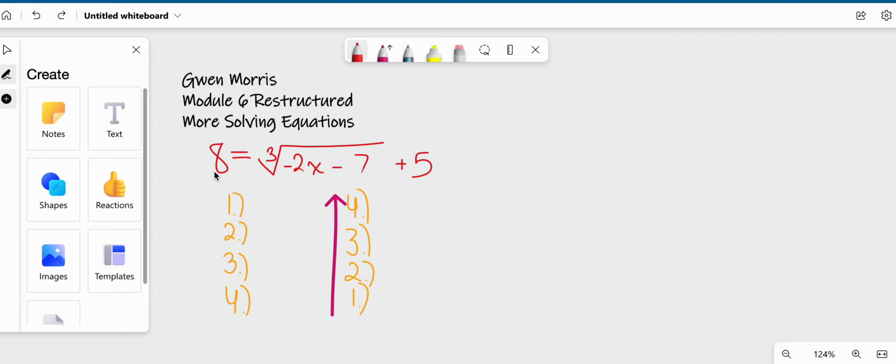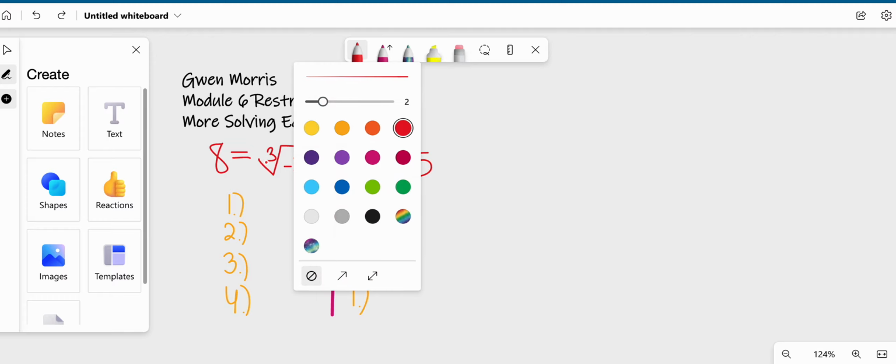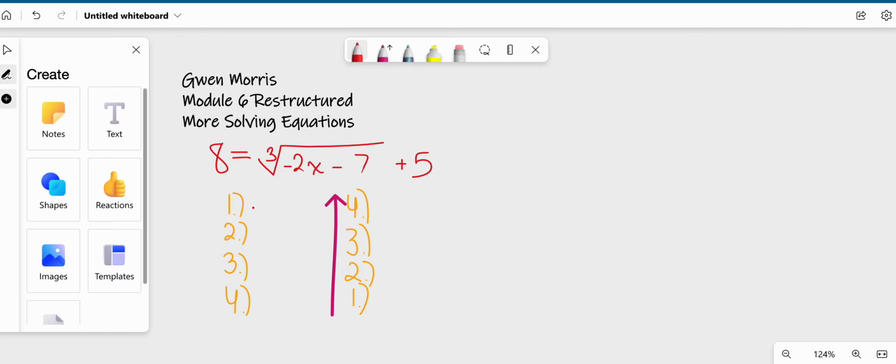So the problem that was presented is 8 equals the cube root of negative 2x minus 7, and after that quantity, it's plus 5. I'm starting by listing out my operations to solve this. The first operation being performed on this x would be times negative 2. I'm going to write these out in step order.